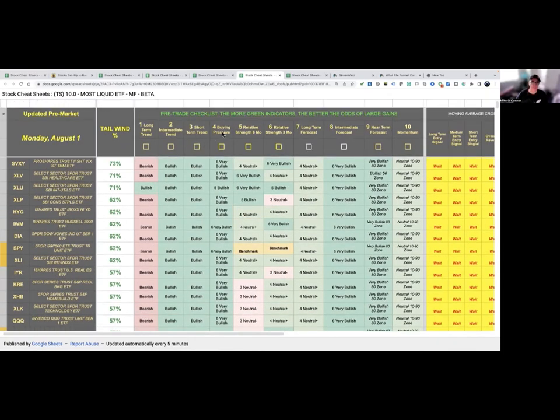All right. Then we have, I'm sorry, relative strength. So we're in transition here. We're actually comparing all of these to the Russell 3000, or the ETF IWV.